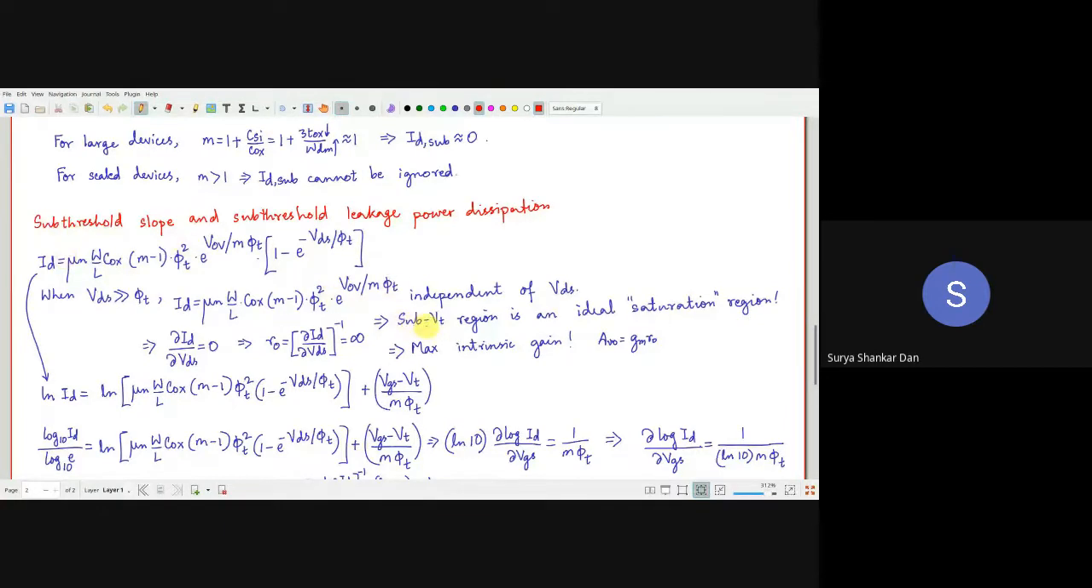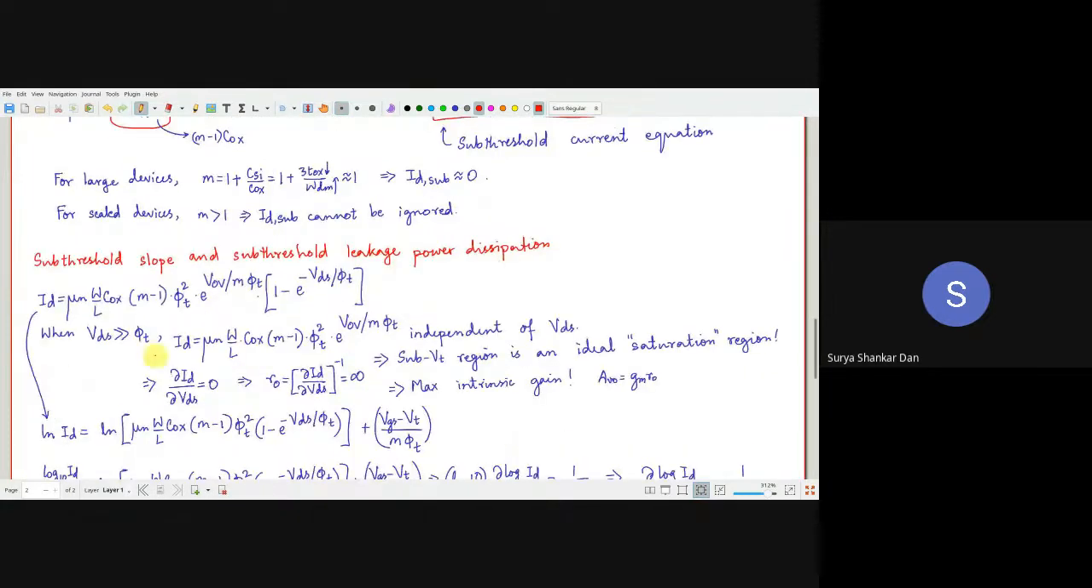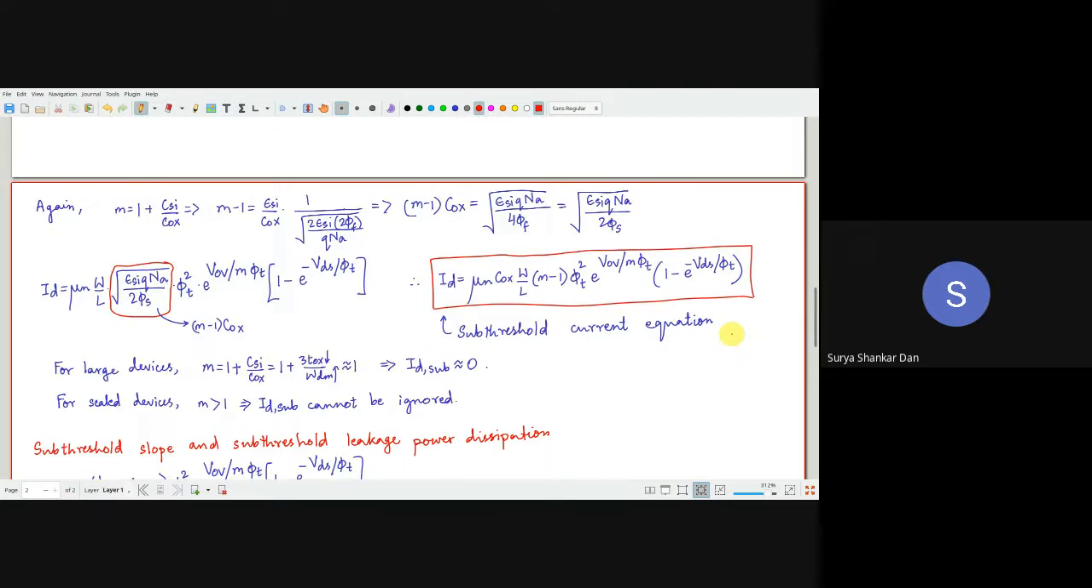Subthreshold slope वगैरह. Subthreshold region is an ideal saturation region. Maximum intrinsic gain. Okay, R out is infinity. That's exactly what I was telling you. So when VDS is much larger than phi t, obviously it is. So phi t is kT by q, that is 26 millivolts. So that means VDS will be in the order of volts. This is 26 millivolts. Therefore, as I said, it will become independent of VDS itself. This is an ideal saturation region.